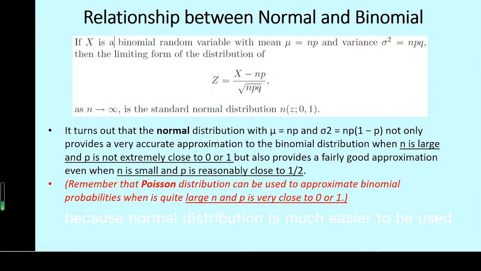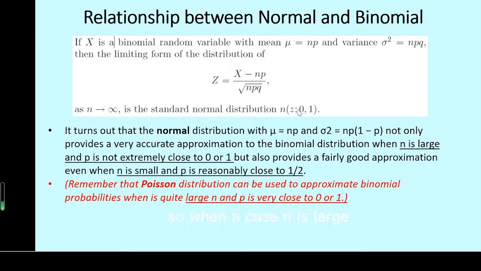Because normal distribution is much easier to use, it can be used to do some statistical testing. It is a continuous distribution, but binomial is discrete. So if we use a continuous distribution to approximate a discrete one, this continuous distribution can be used to do a test, say a normal test, right? So it is more widely used than binomial.